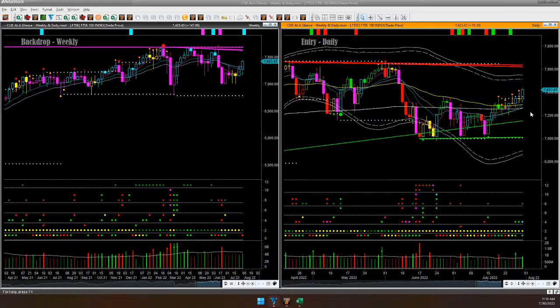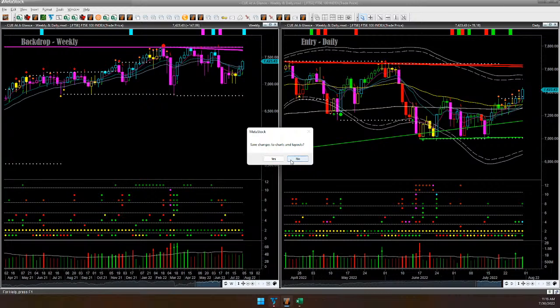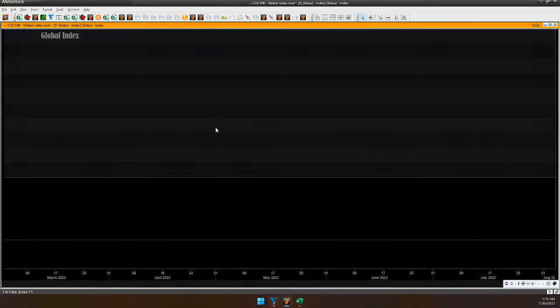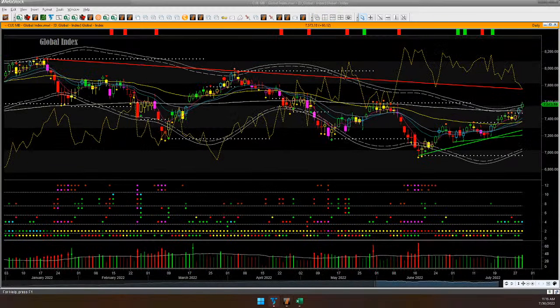That completes the individual global market study. We see majority of them are bullish now. Only China market is bearish, Japanese market sideways. And if we look at the global index as a whole, global index has also turned bullish. It was moving sideways for a while, then Thursday, Friday it went up.